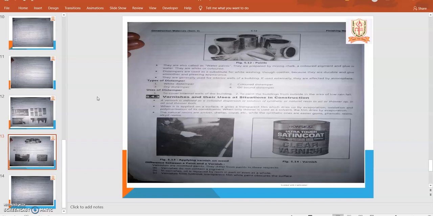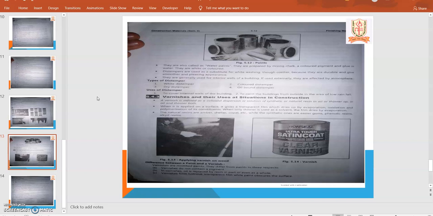So what are the uses of distemper? The distempers are used to cover the internal walls of the building. Then second, to paint the building from the outside area. Okay, so those are the functions of the distempers.